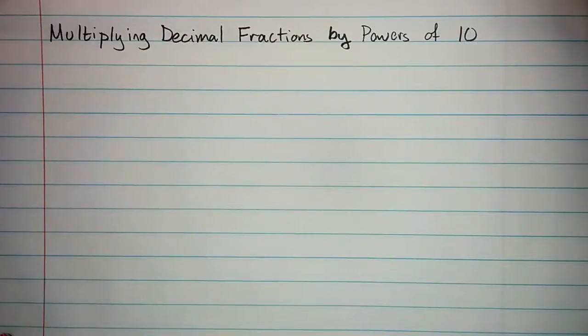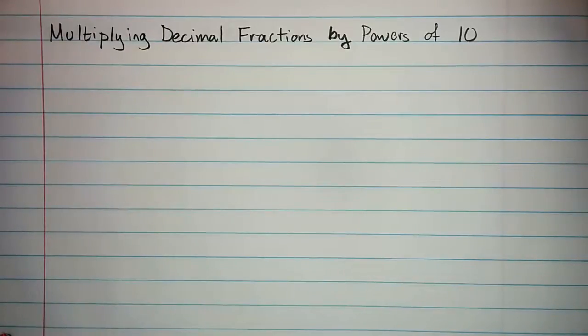Decimal fractions have this nice relationship with powers of 10. They're part of what makes us give them this special notation in the first place. What happens when we multiply a decimal fraction by either a power of 10 or a fraction that is 1 over a power of 10?